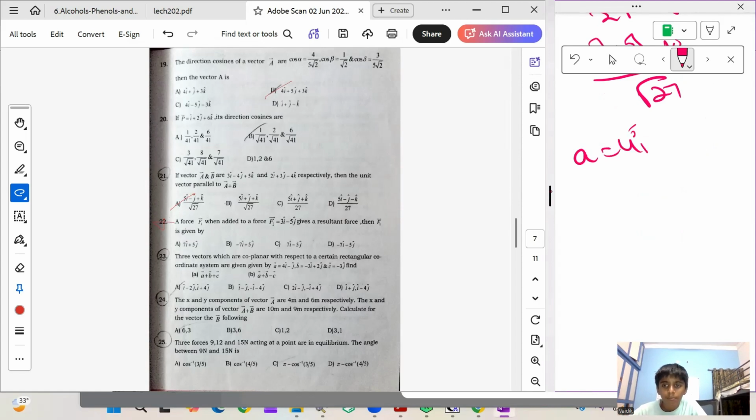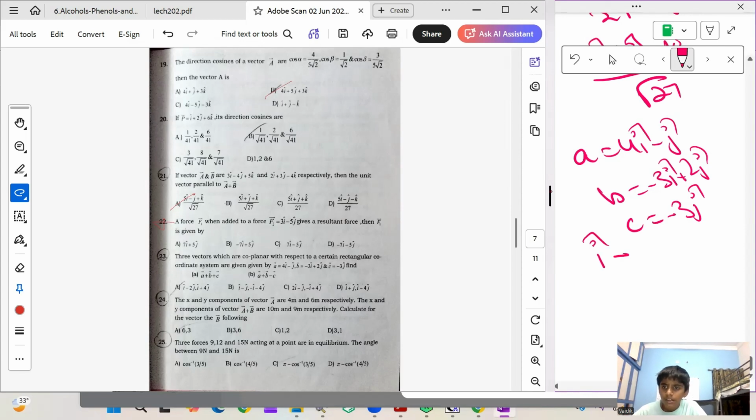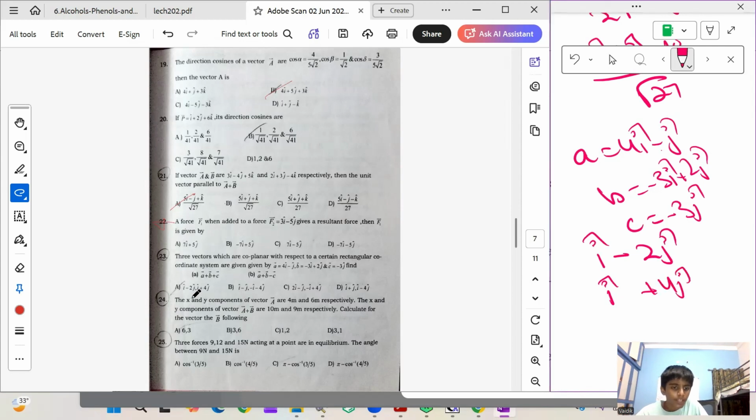And the next question: three vectors which are coplanar to each other are given as A equals 4i cap minus j cap, B equals minus 3i cap plus 2j cap, C equals minus 3j cap. First, A plus B plus C would be i cap minus 2j cap. Actually 4i cap minus 3j cap plus i cap minus 2j cap, and A plus B minus C would be i cap, and here minus j cap plus 2j cap, j cap minus of minus 3j cap. So plus 4j cap. Option A.